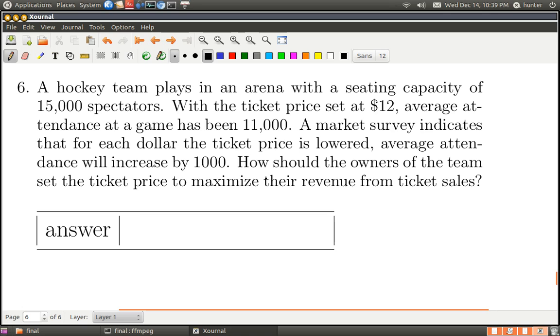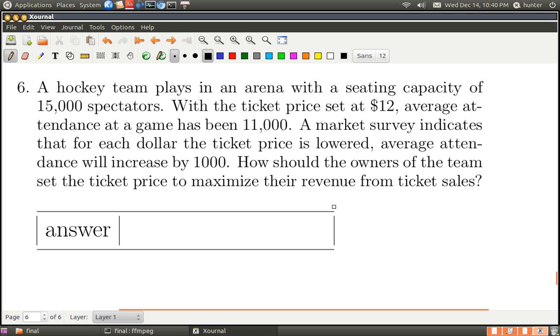Okay, so what's going to happen is if you charge less for a ticket, more people will come. And so the problem says a market survey indicates that for each dollar the ticket price is lowered, average attendance will increase by 1,000. Great. Okay, so more people are going to come, but you get less per ticket. So there is some sweet spot, some perfect price for a ticket that's going to maximize the revenue, right? Because if attendance is high and people are paying nothing, then you don't get anything. But if attendance is low and people are paying a lot, it's still not going to be great. So we're trying to find the sweet spot right in between.